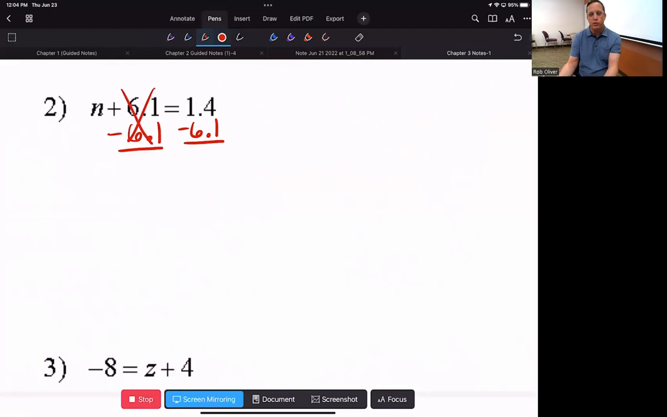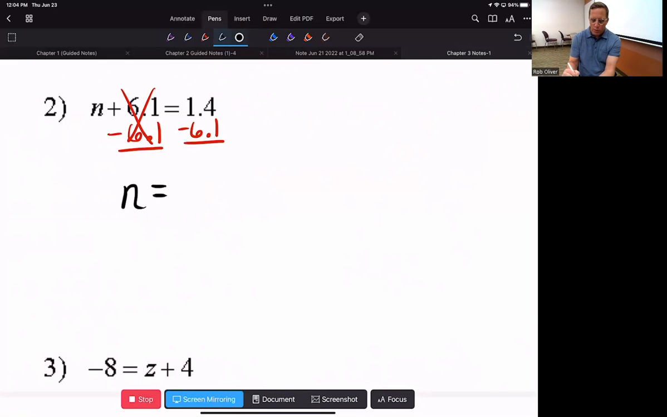All right? Those cancel each other off on the letter side. So all we're left with on that side is n. On the right side, it's a little bit tricky. If we leave it in the order that it's in right now, the arithmetic's not going to work out.